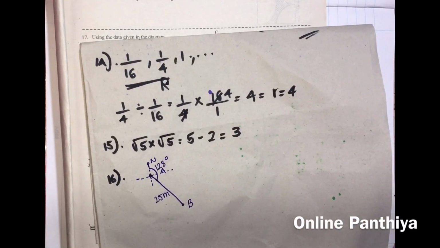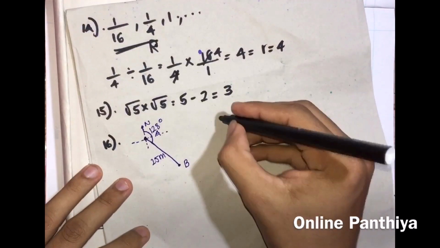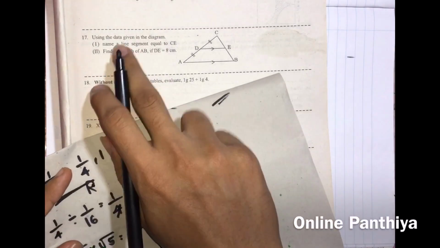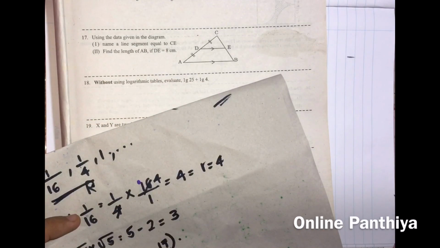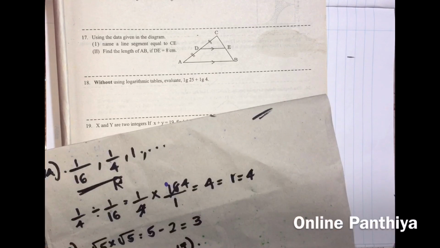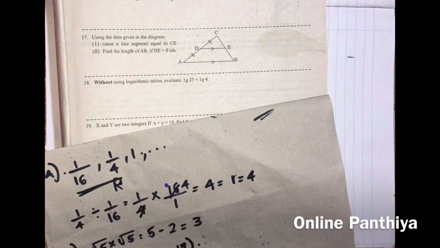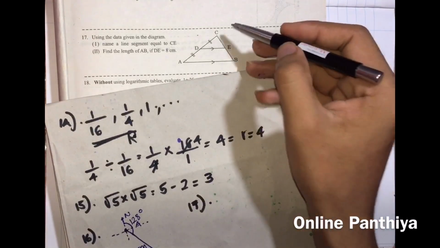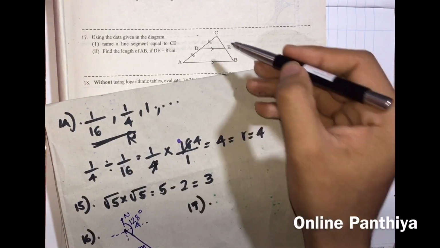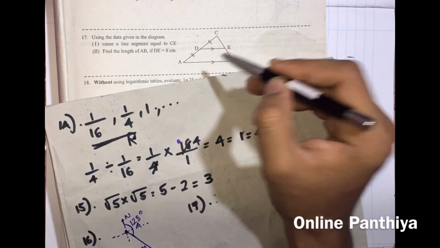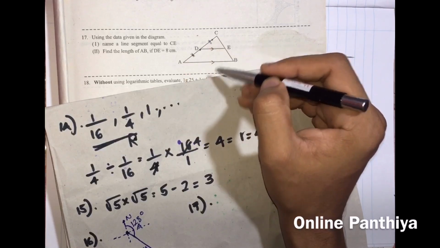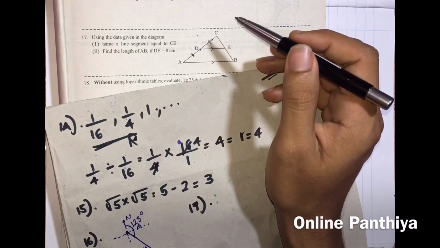And then let us focus on the next question, the 17th. What does it say? Using the data given in the diagram, name a line segment equal to CE. Now this is the midpoint theorem. Okay, I have already explained that lesson to you. That is, you have to mention another side which is equal to CE. Now observe this triangle, the triangle ACB. Since these two are marked, D is the midpoint of A and C, right? Okay. Now this is the theorem.